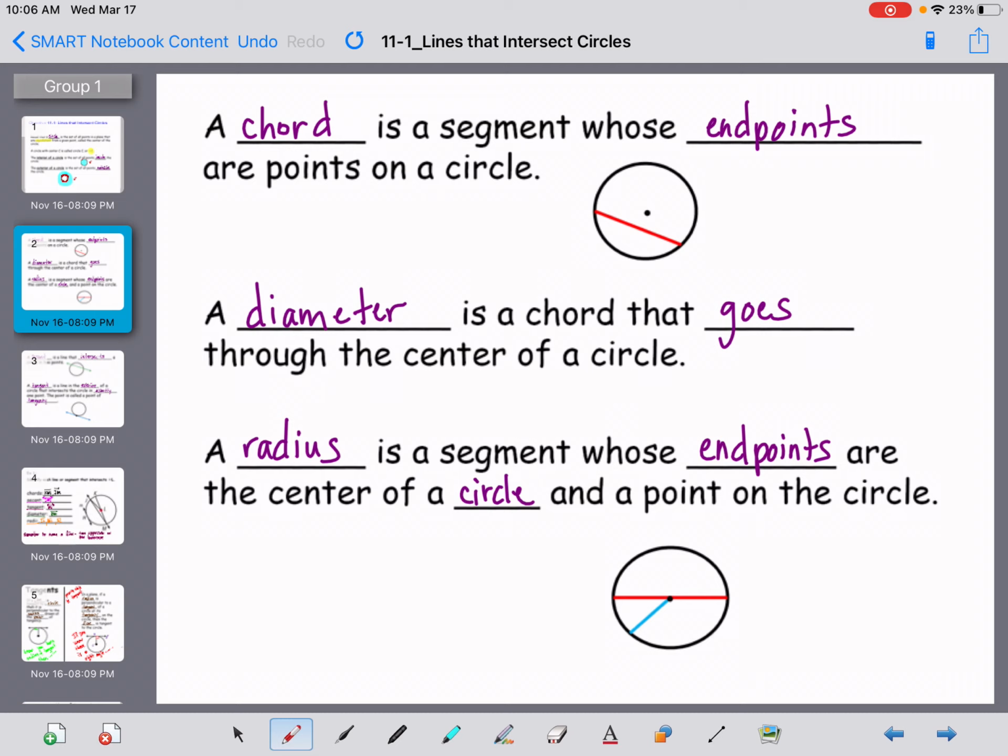So if you look down here at this circle, this red line that I just highlighted, that red line is your diameter. A radius is a segment whose endpoints are the center of a circle and a point on the circle. It's really important that you remember that the diameter of a circle equals 2 times the radius, okay?